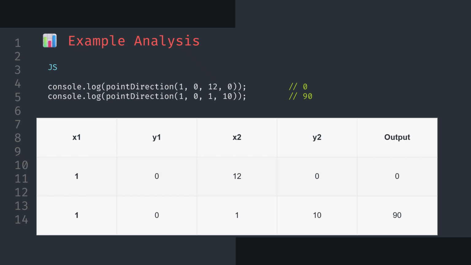Let's look at some examples to check our logic. Going from (1, 0) to (12, 0) gives us 0 degrees, perfectly horizontal. From (1, 0) up to (1, 10) gives us 90 degrees. You can use this pattern with any pair of points.